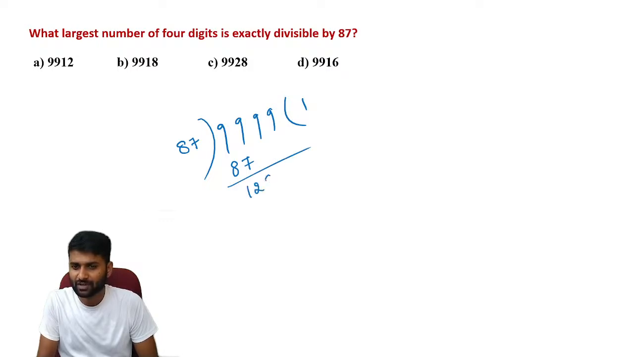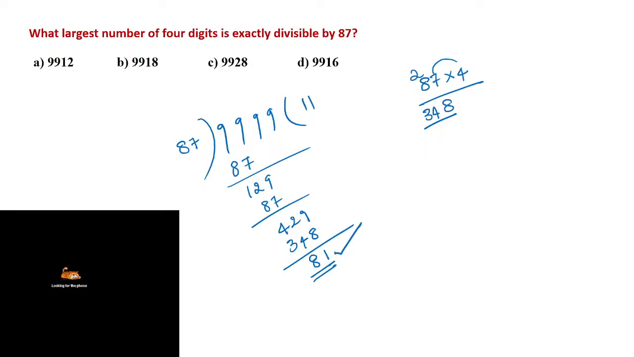Here the difference is 12 and you can bring 9 down. Now again 87 is exactly 1 times. So 87 once 87. So here the remainder is 81, that's why it is not at all divisible by 87. So if you want to identify the exact 4 digit number which is exactly divisible by 87, just subtract these 81 units from 9999. Go through the further simplification. 9 minus 1 is equal to 8. 9 minus 8 is equal to 1. So here the answer 9918 is the correct answer.